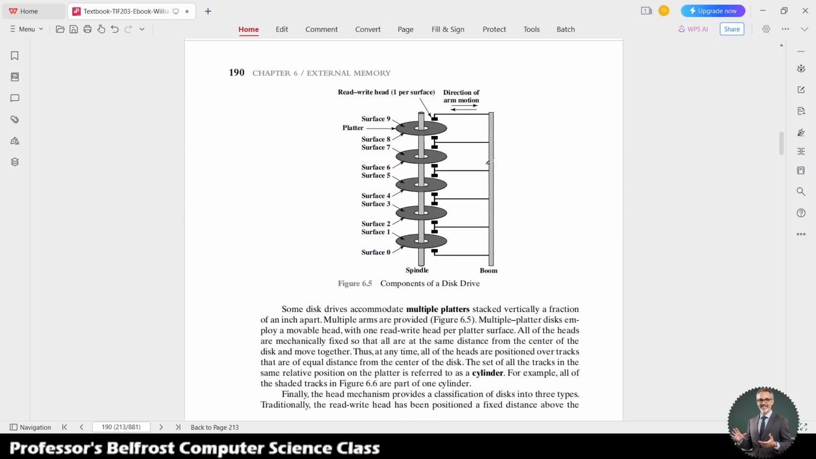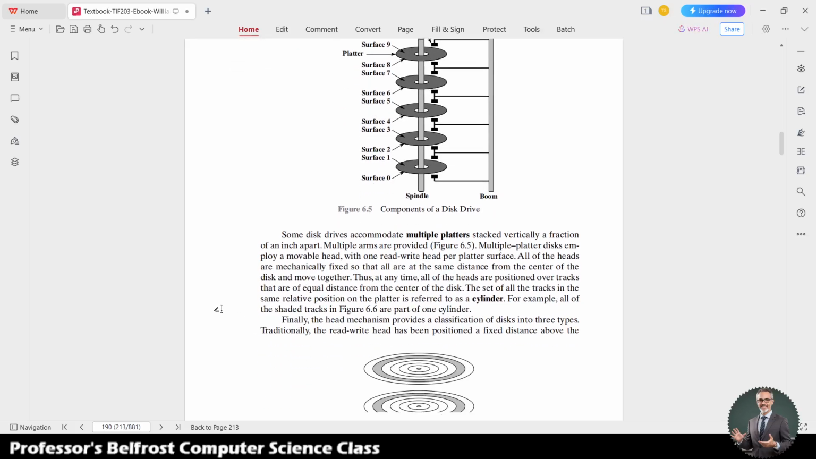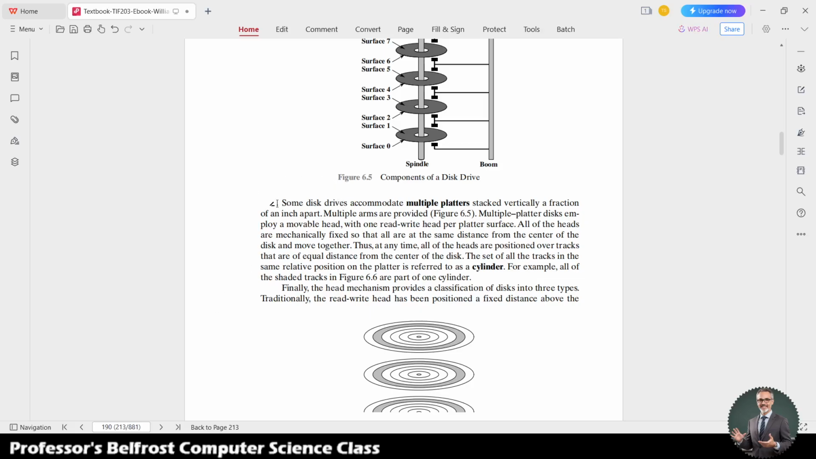And here's a component of this structure. You see the arm, the read/write head. So we have a platter, we have a spindle. So some disk drives accommodate multiple platters stacked vertically as shown in the figure above, a fraction of an inch apart. Maybe you ask, isn't this dangerous? Yeah, sometimes it's dangerous.